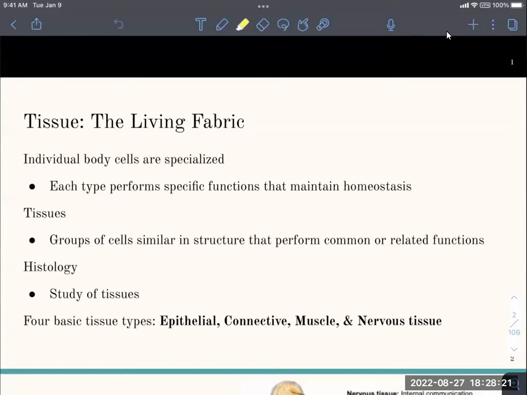So a tissue is actually a group of similar cells that are grouped together. And we have histology. Histology is actually the study of tissues. And when we look at different kinds of tissues under the microscope, we are looking at one of these four basic types of tissues. We could be looking at epithelial tissues, connective tissues, muscle tissue, and nervous tissue.